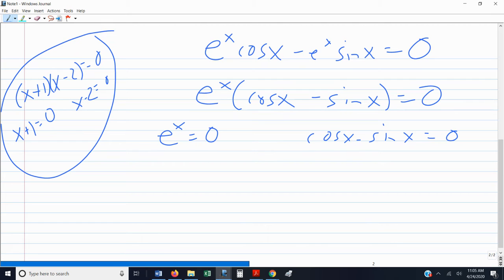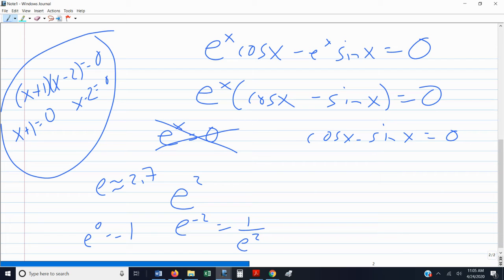So e to the x is actually never going to be 0. e is around 2.7. And so even if we raise e to a positive power, like 2.7 squared, or to a negative power, you get 1 over e squared, to the 0 power, you get 1. You're never going to get a 0. We did a lot of that work in junior year, saying that a positive number raised to a power is never going to be 0. However, the other factor, cosine of x minus sine of x equals 0, that will happen.